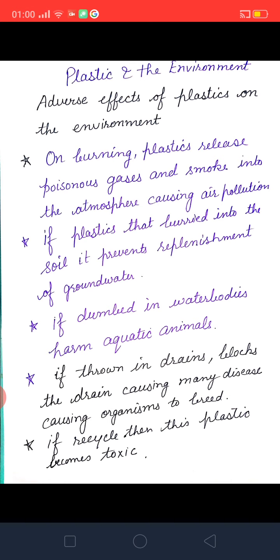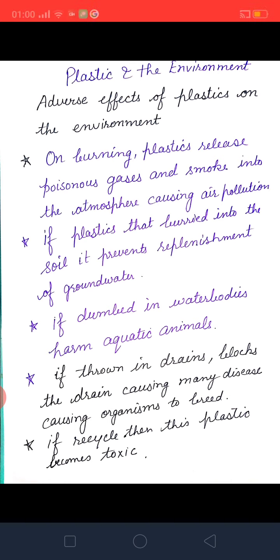Then, if plastic bags containing leftover food are not disposed of properly, what will happen? They will be eaten by the animals, because when animals eat the food, the plastic bags also will be eaten by the animal.